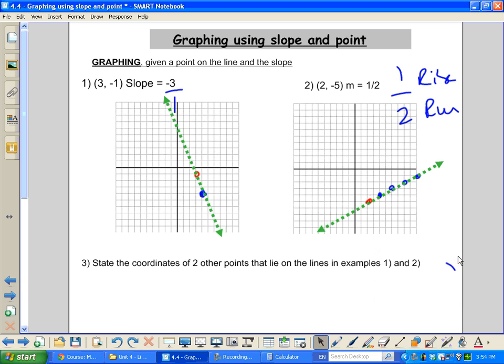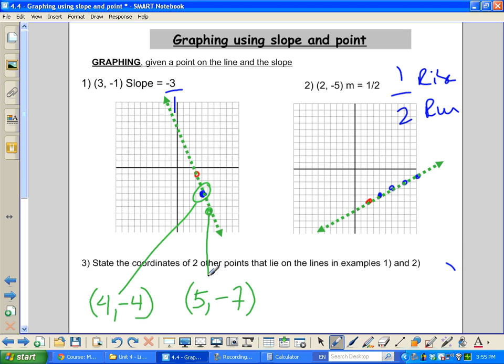Okay? Question 3, if I wanted to state some more coordinates or points that lie on these, well, I can state this one, of course. The coordinates of that point are 4 and -4. If I wanted another point, I could count down 3 and over 1. That gives me 5 and -7. I could do the same thing over here. Let's get the coordinates of that point. 4 and -4. Okay, what a coincidence. What about this one? That'd be 6 and -3.